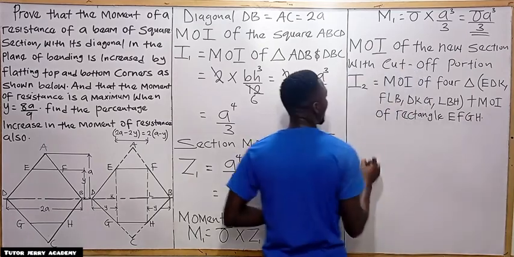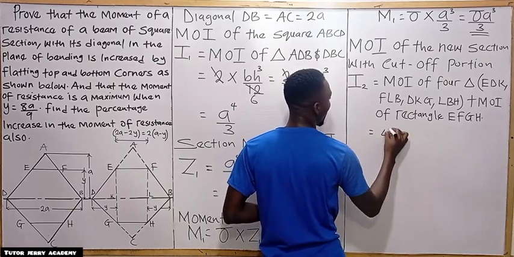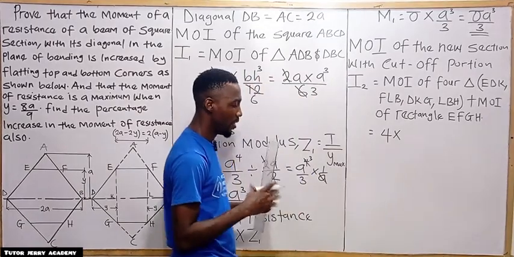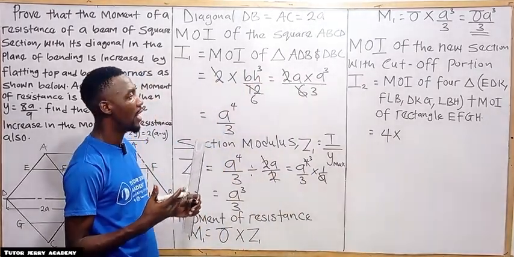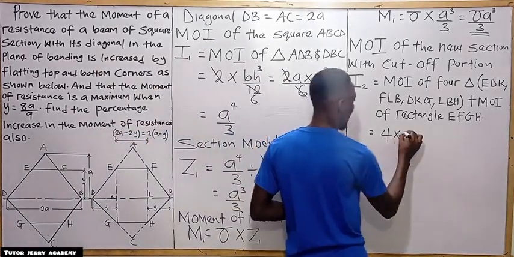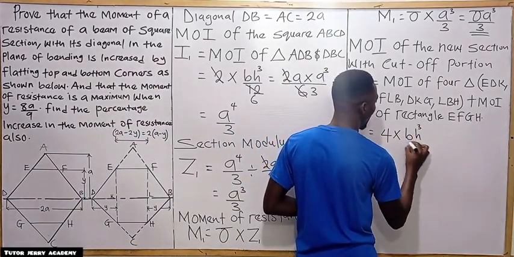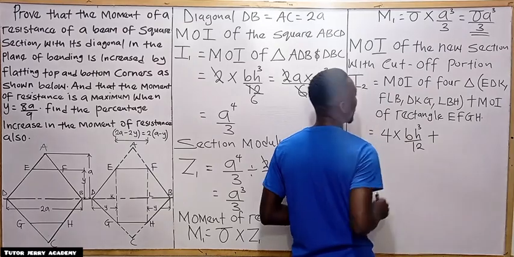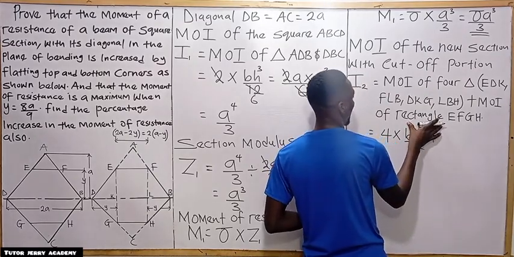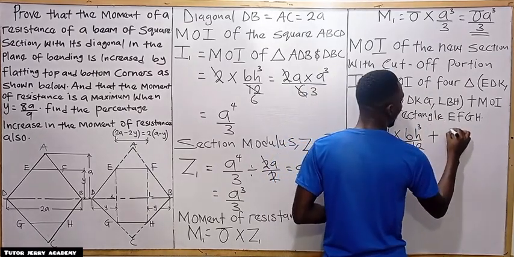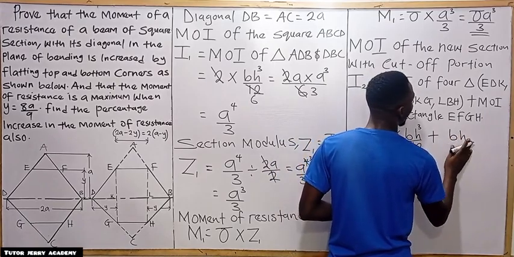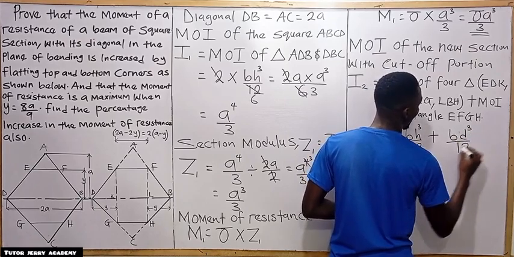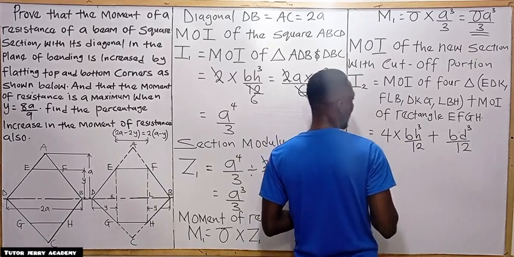So that's it. So this now will be equal to 4 multiplied by the moment of inertia of a triangle about the base, which is b h cubed over 12, plus the moment of inertia of a rectangle, which is b d cubed over 12. So that is it.